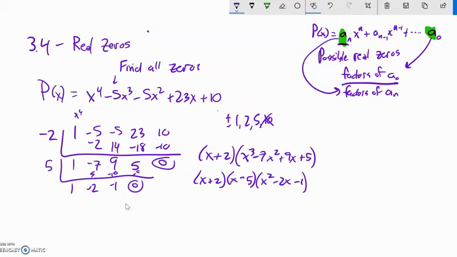Great. And now from here, since I just have a quadratic, I could just start to try and factor that, or if that doesn't factor, use quadratic formula. And I'm not going to be able to factor from there, so I'm going to use quadratic formula. So negative b plus or minus the square root of b squared minus 4 times a times c all over 2 times a.